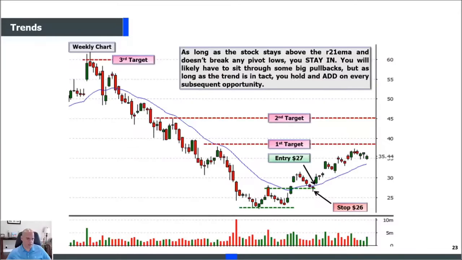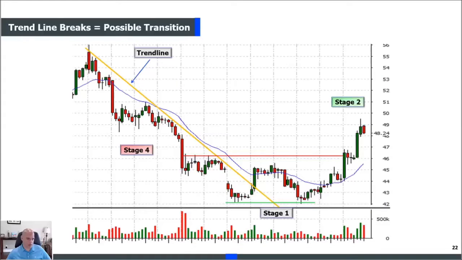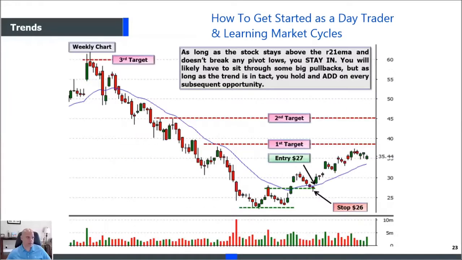All right? Now, that's the chart right there. We're going to do it again. Here's a stock in a downtrend. Okay? If we were to put a trend line on this, right here at the green bar is when it breaks the trend line. So we broke the trend line.